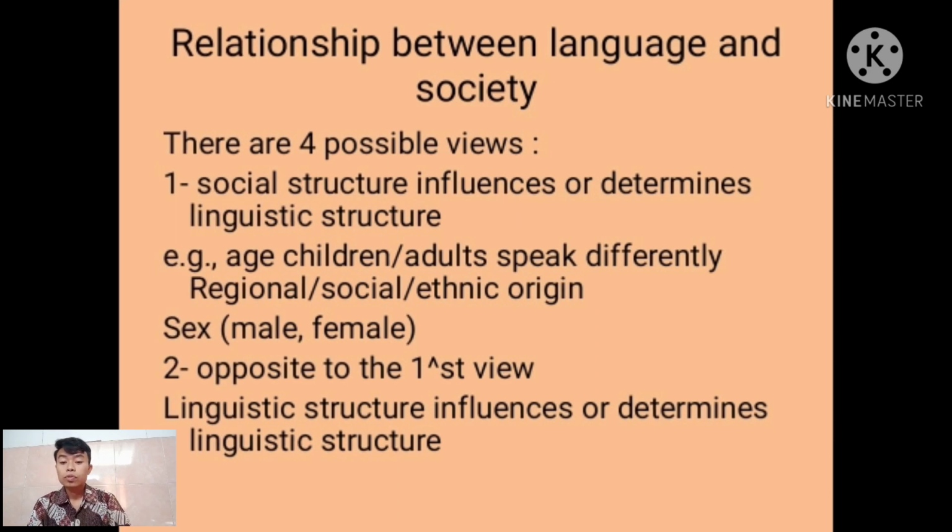Relationship between language and society. There are four possible views. Number one, social structure influences or determines language structure. For example, children and adults speak differently, as do speakers of different regional, social, or ethnic origin, and male or female. Number two, the opposite view: linguistic structure influences or determines social structure.